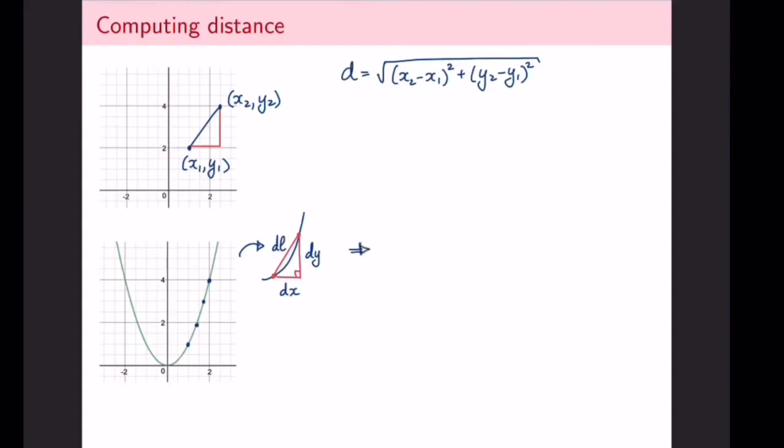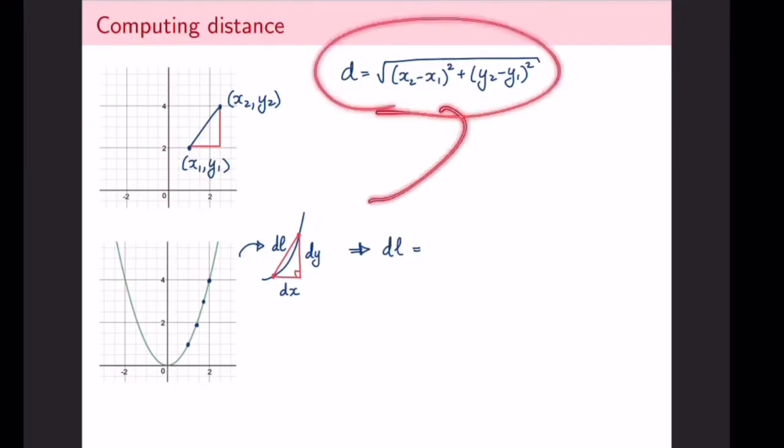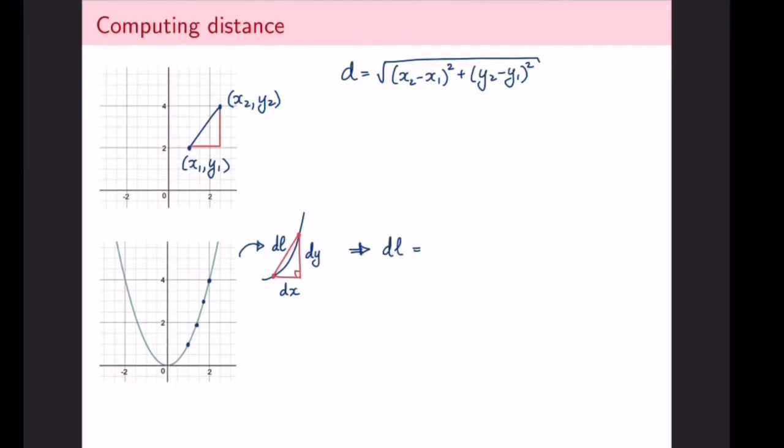So simply from this picture, I have that dl is calculated the exact same way that the distance was here, but now on dx and dy. So it's going to be the square root of dx squared, the change in x squared, plus dy squared. Now, really, it's just me rewriting this exact same expression, but in new notation. This is the change in x, and this is the change in y.